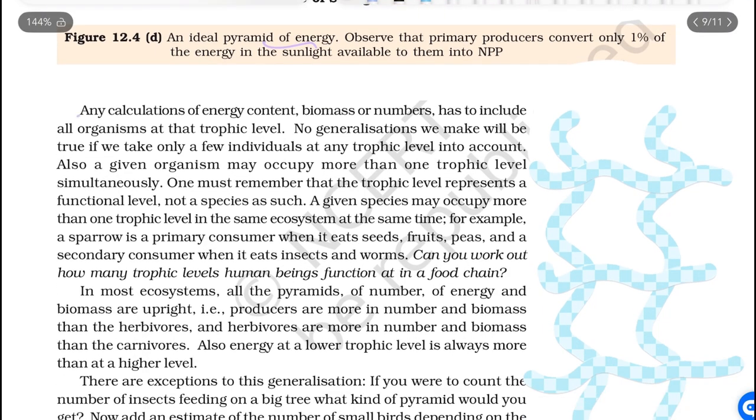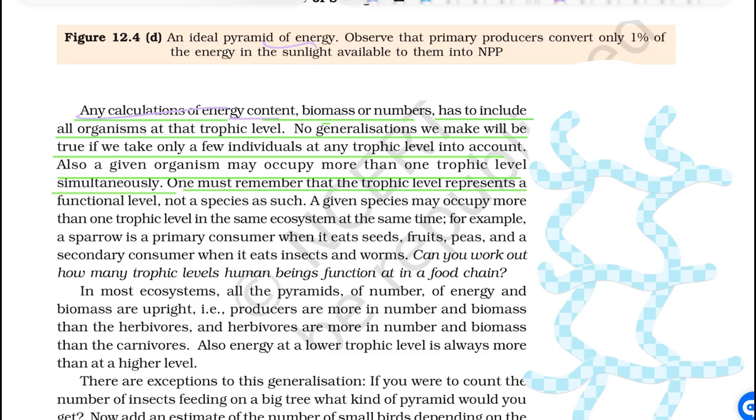So let's study calculations of energy content. Any calculation of energy content, biomass or numbers has to include all organisms at that trophic level. No generalization we make will be true if we take only a few individuals at any trophic level into account. Also, a given organism may occupy more than one trophic level simultaneously. One must remember that the trophic level represents a functional level, not a species as such. A given species may occupy more than one trophic level in the same ecosystem at the same time.